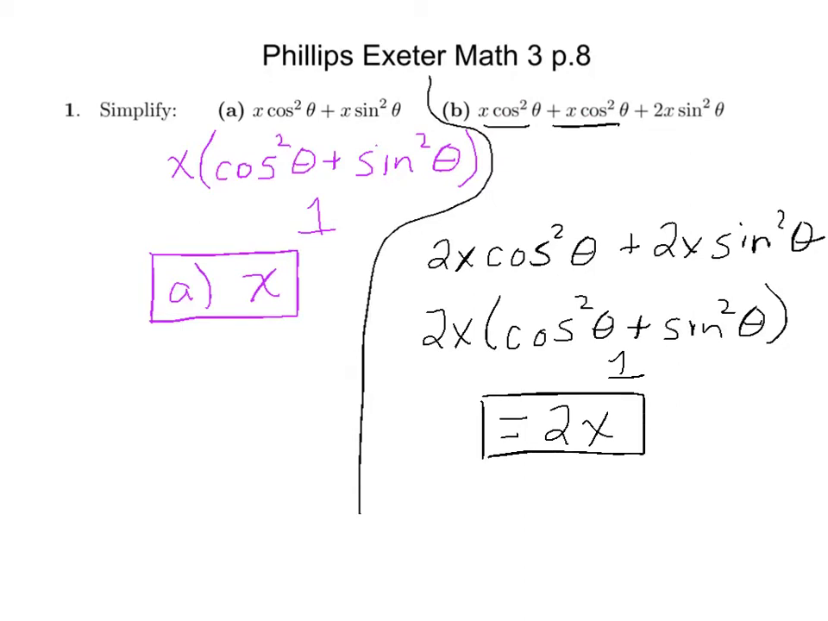Okay, so what they're trying to show you here, you've already seen, is how you can use that cosine squared plus sine squared. And the way you can use it is anytime you get that, you can substitute a 1 in, and that's okay. Questions there?